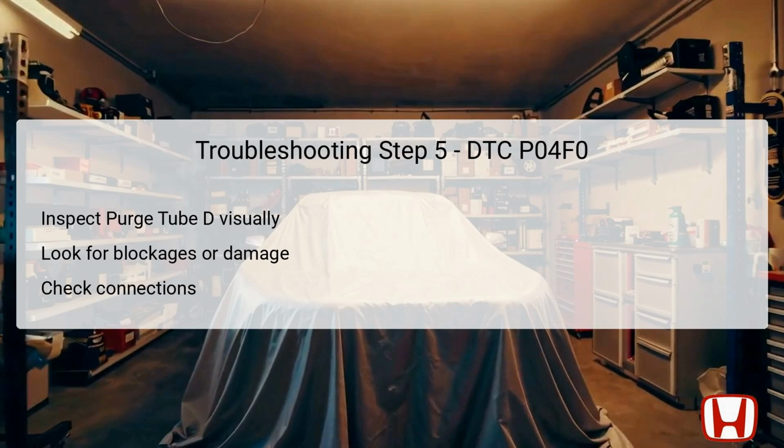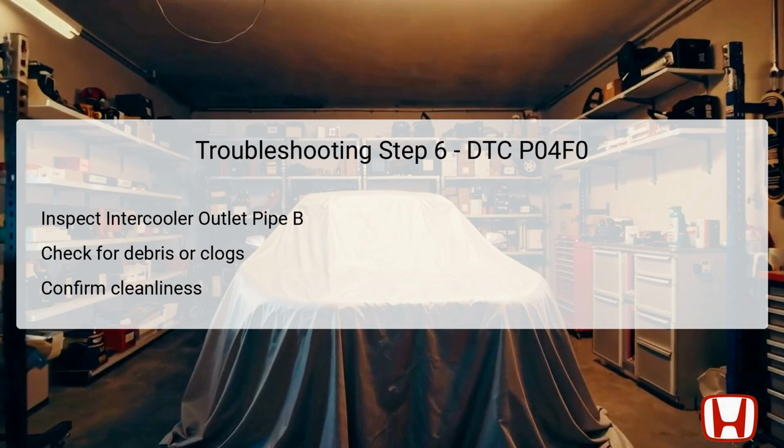The technician should ensure that the tube is clear of any physical obstructions or signs of deterioration. Finding and correcting issues at this stage is vital for re-establishing optimal vapor flow, essential for maintaining vehicle emission standards. At this point, the technician should perform a thorough inspection of intercooler outlet pipe B. The main focus here is identifying any debris or clogs that could obstruct the vapor flow through this pipe.